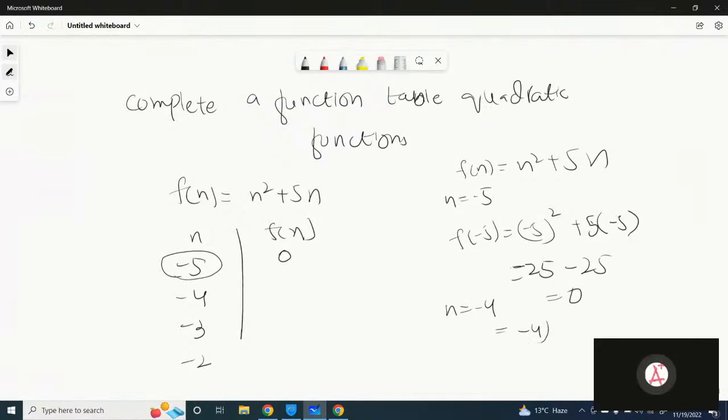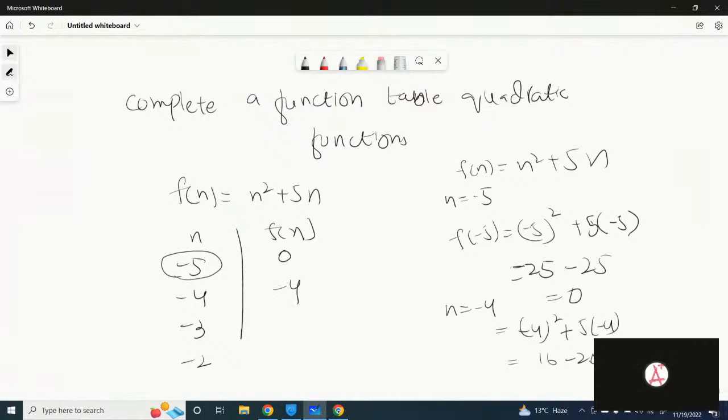Okay, let's check for n equals negative 4. Negative 4 square plus 5 times negative 4. Got it? Negative 4 square is 16, and 5 times negative 4 is negative 20. So 16 minus 20 is negative 4, because you are subtracting a greater number from the smaller one. So when n equals negative 4, f of n equals negative 4.